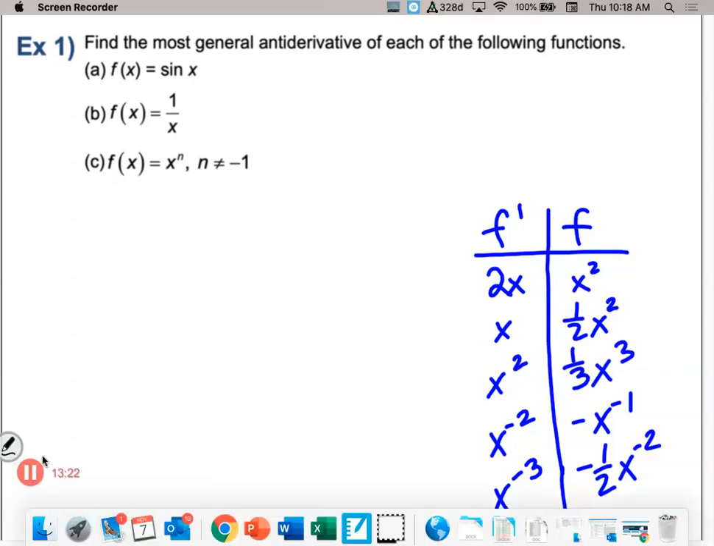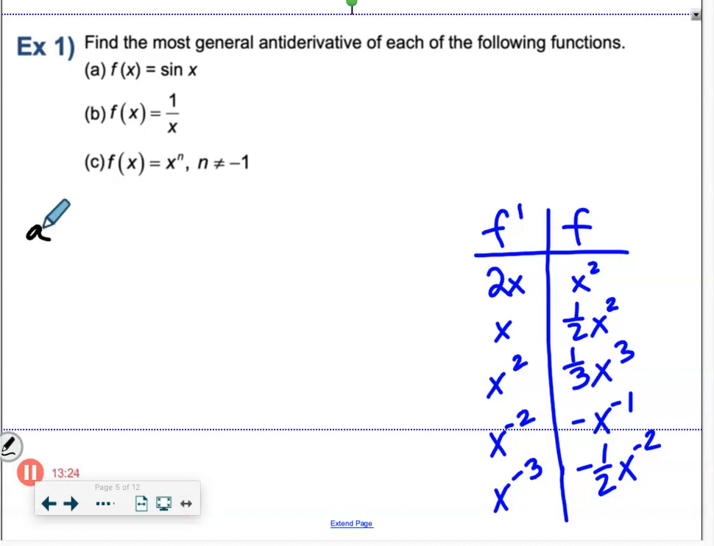First one first, for part A. The integral or the antiderivative of sine x: what function has a derivative of sine x? Negative cosine x, right? Because the derivative of cosine is negative sine, so in order to make it positive, we have to do negative cosine. So the antiderivative of sine is negative cosine.